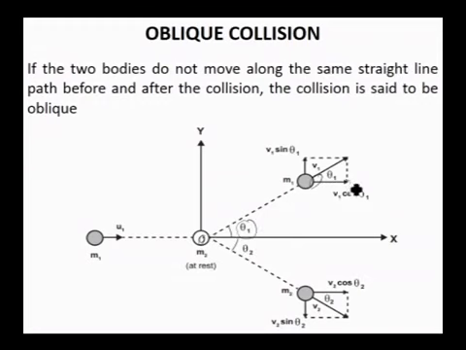You can also find out what is the horizontal component of this velocity here and what is the vertical component of this velocity here. So these kinds of situations are basically oblique collisions.